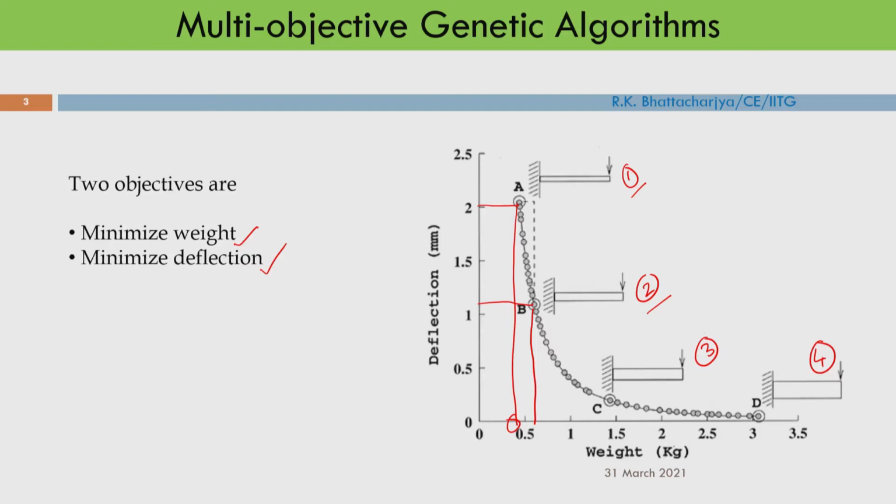In case of the second objective, solution 2 is better because deflection is lesser than solution 1. Therefore, I cannot compare solution 1 and solution 2, and similarly if you compare solution 2 and solution 3, then also you will not be able to compare these two solutions, and similarly C and D also. So, if I want to minimize weight, then I have to compromise somewhere else.